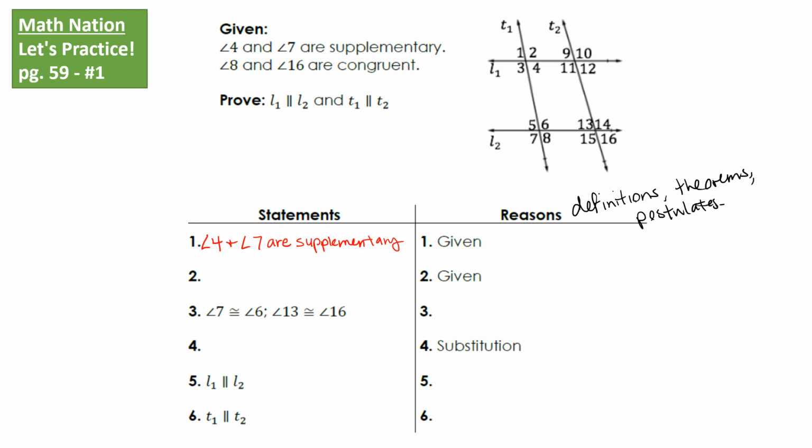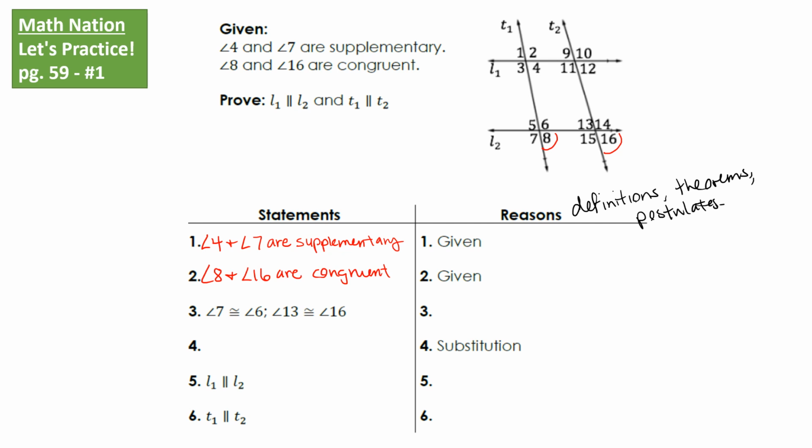Second statement says that angles 8 and 16 are congruent. So I know that these two angles right here in the picture are congruent. We can go ahead and label that there. And we can also fill that in for our second statement, since the reason is already given there as well. So let's move on to number 3.